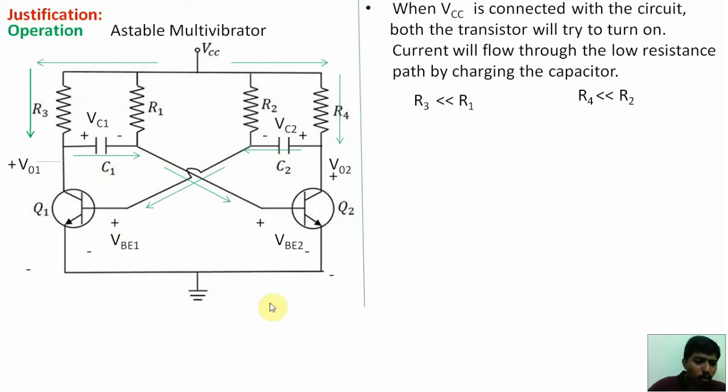Apply Kirchhoff's voltage law for this loop. We will get Vc1 (plus to minus) plus VBE2 (minus to plus) minus V01 is equal to 0.